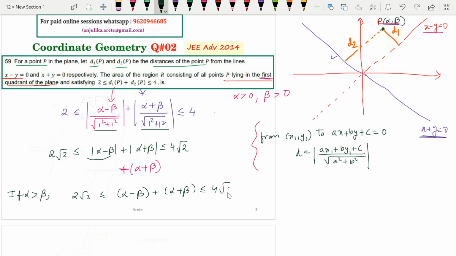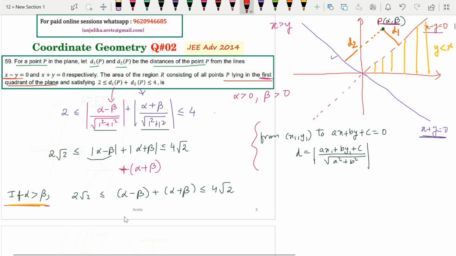Now let's concentrate on this. What does this condition mean? Alpha is greater than beta. That means your x is greater than y, or y is less than x. So what is the region when y is less than x? This side of the region, right? The red line is dividing the plane into two regions. The above one is y greater than x and the below one is y less than x. So we are concentrating on the lower region.